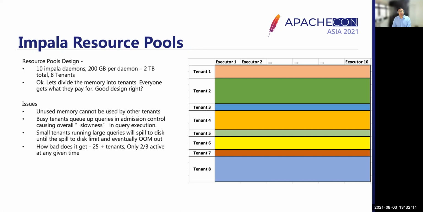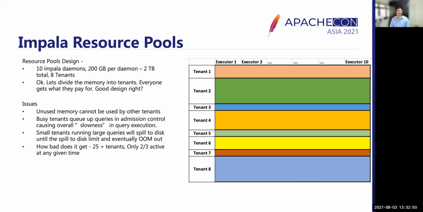How about resource pools? The majority of our customers have a lot of tenants, and their typical resource pool setup is that, for each tenant, I allocate some amount of memory according to how much they are contributing to the cluster. So if you have, let's say, 10 Impala daemons, 200 GB of memory per daemon, 2 terabytes of memory, you divide it into 8 tenants. This is a good design for maybe the Cloudera Spark side, but this is a very bad design from an Impala perspective, primarily because the memory allocated to a pool cannot be used by other pools.